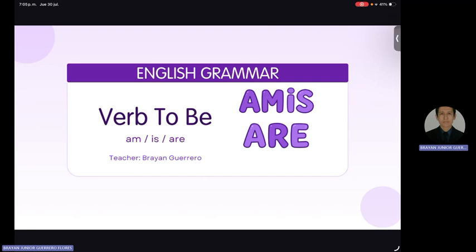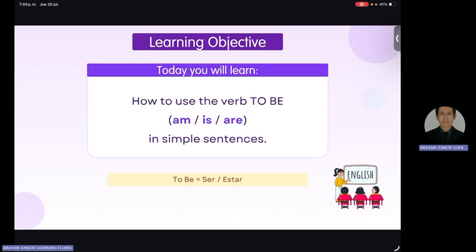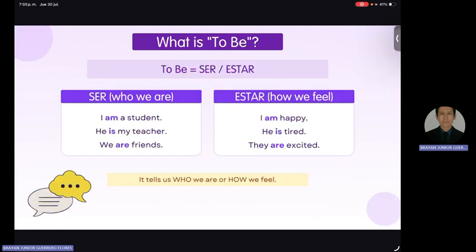Today we're going to see the verb to be. Am, is, and are. Okay? They are the most important verbs in English. Let's start with the adjective. Today you will learn how to use the verb to be. Am, is, and are in simple sentences. Okay? But first, the question is: what is to be?